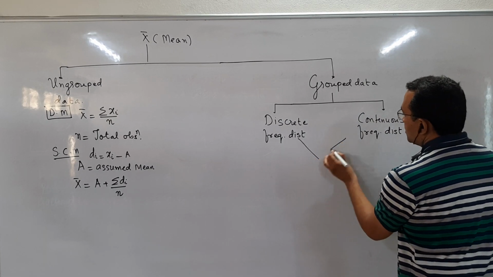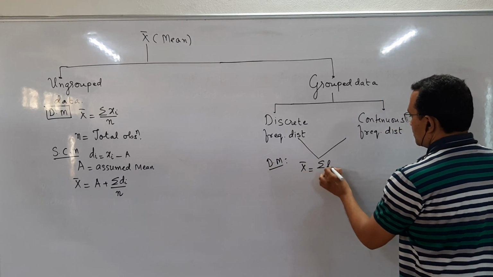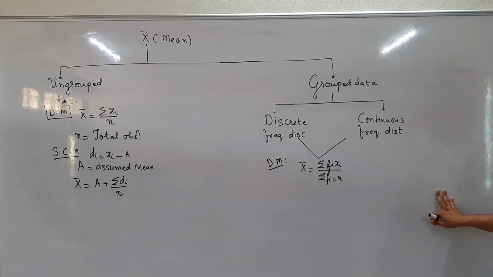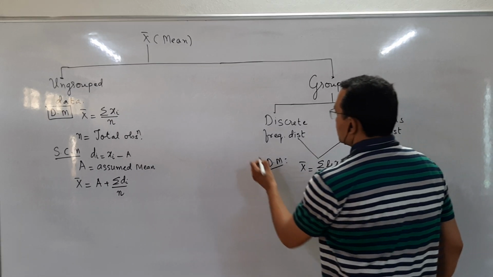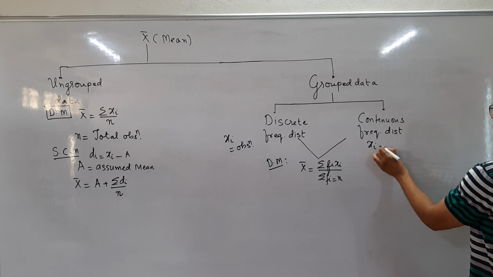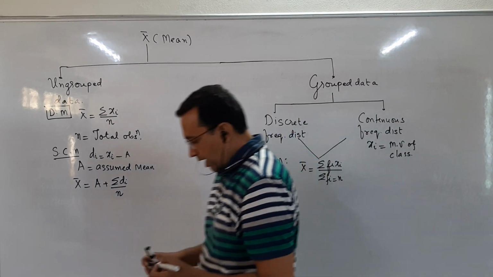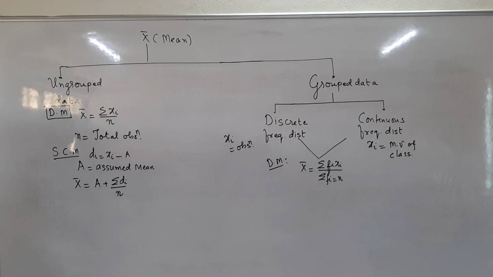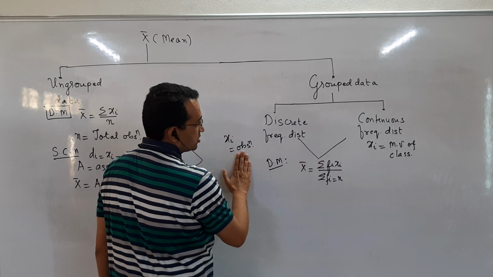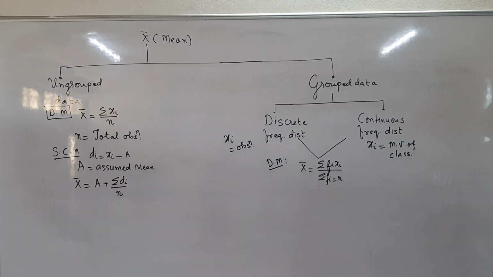Now, for discrete and continuous frequency distribution, the direct method formula is x bar is equal to sigma fi xi upon sigma fi, which is n, the total frequency. For a discrete series, xi will be the observation. And for a continuous series, xi will be the mean value of the class. We have to remember this perfectly.